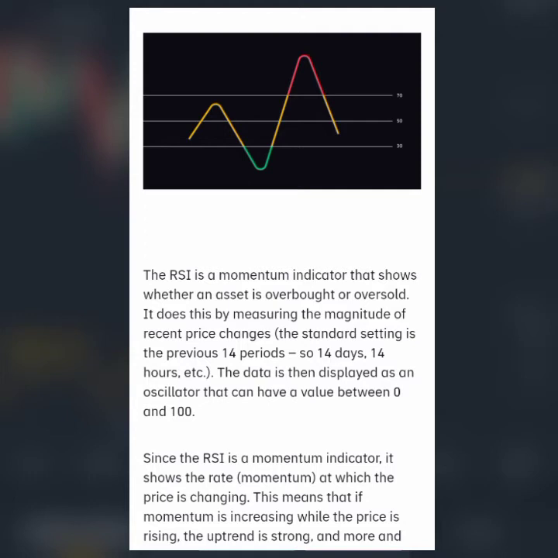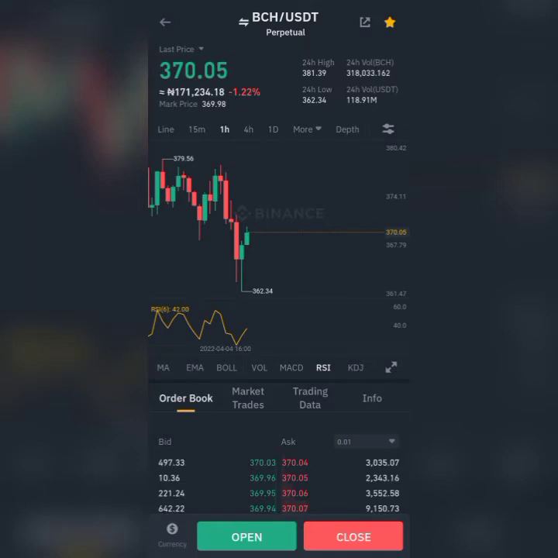The RSI indicator happens to be one of the best indicators I use. Why? Because it's very simple to understand. And the RSI uses a principle of oversold and overbought to show you the perfect time to enter into the market and the state of the market at that time.